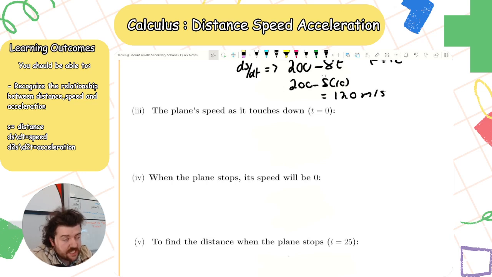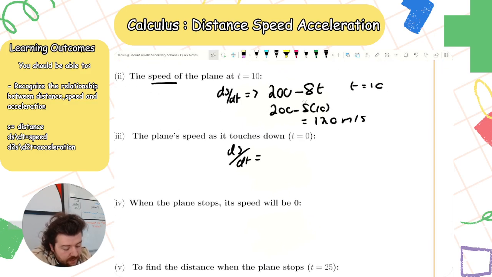Next, this plane's speed as it touches down. When it just touched down, t is 0. So we want to find the speed when it landed. Take the first derivative and let t equal 0. So 200 minus 8 times 0, which is 200 meters per second.